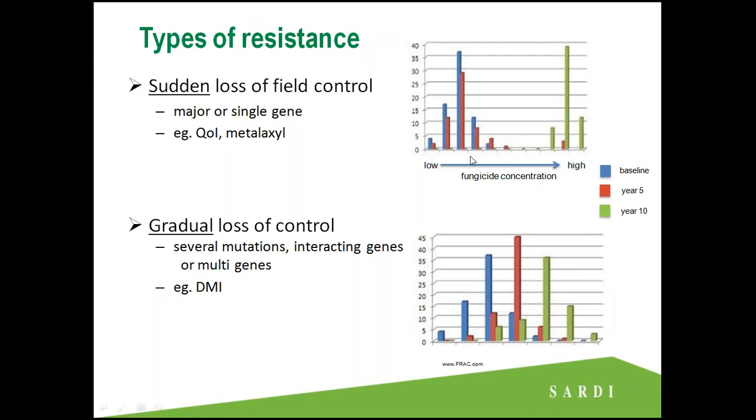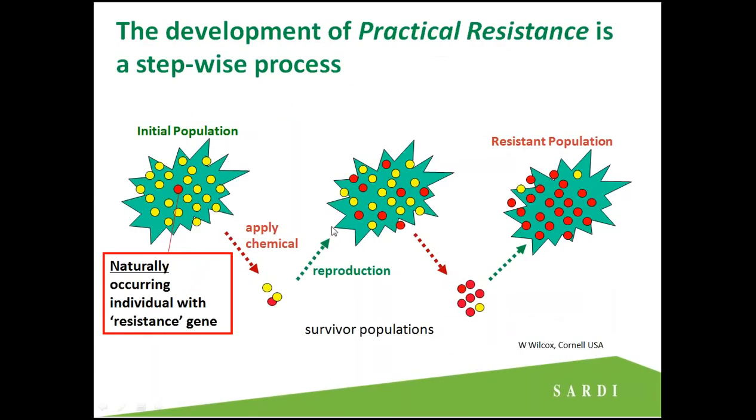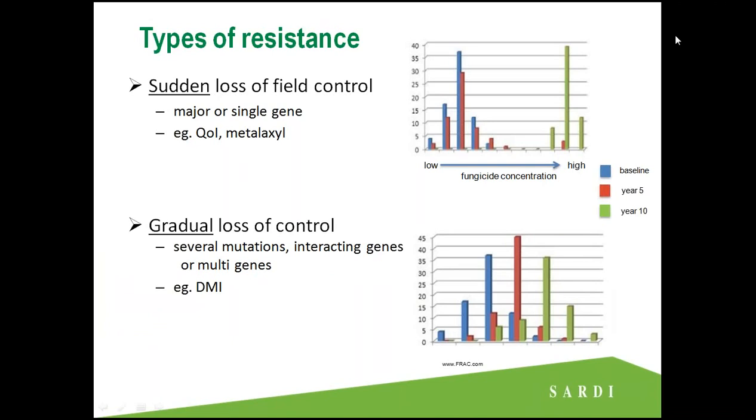Let's apply the fungicide at its label rates for 5 years, and what we see is a slight shift where we need slightly higher concentrations to control the population or control the disease. 10 years later, we need high concentrations of the fungicide in order to control the disease. So here we see what appears to be a sudden shift. But if I just go back a slide, what's happening is you're still getting this gradual increase in the population of resistant individuals. But what you see in the field is this sudden change from control to no control.